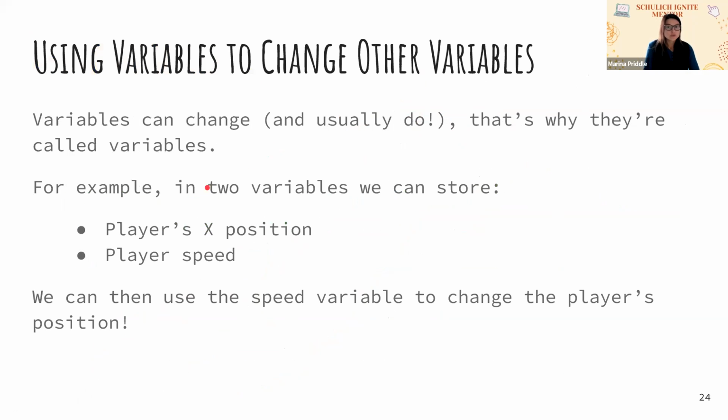Okay, let's move on to how we can use variables to change other variables. In the beginning of the session, we discovered that you can declare a variable and then declare another variable that will be dependent on other variables. So in other words, variables can change, and they usually do. That's why they're called variables. For example, in 2 variables, we can store the player's x position and the player's speed, and then use the speed variable to change the player's position.